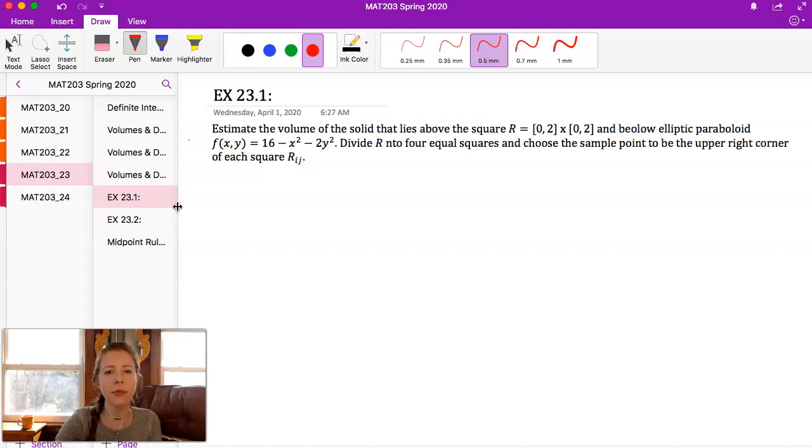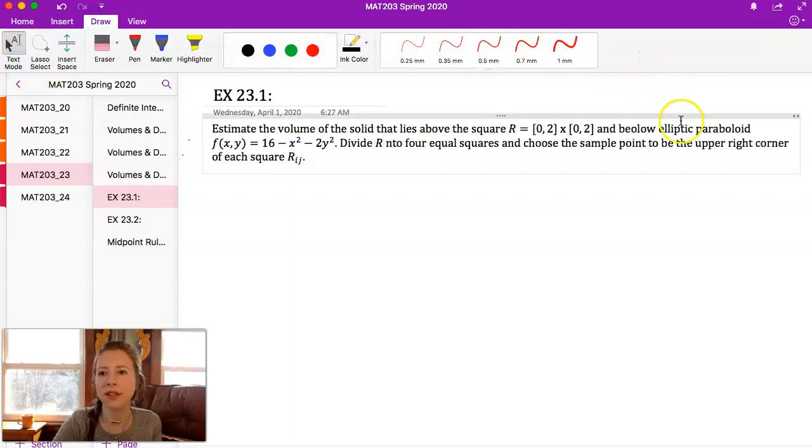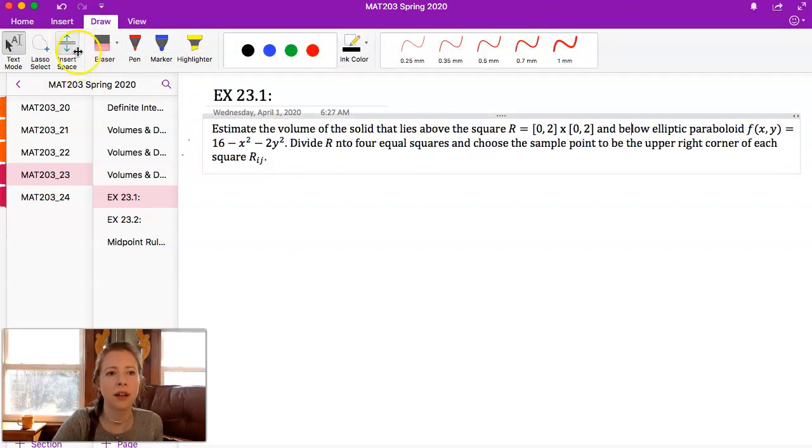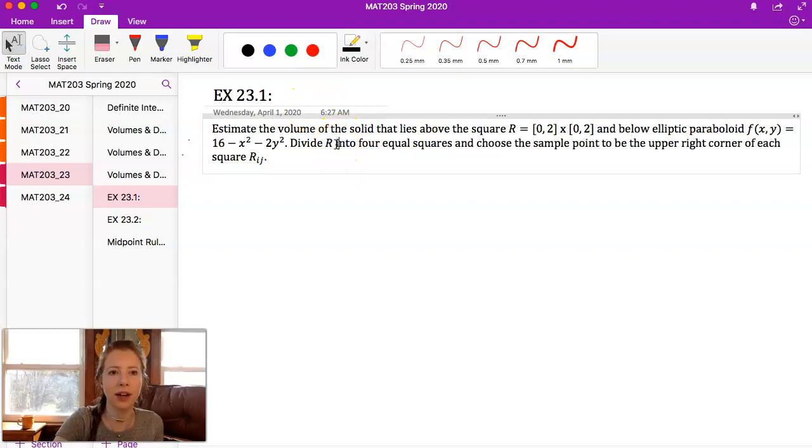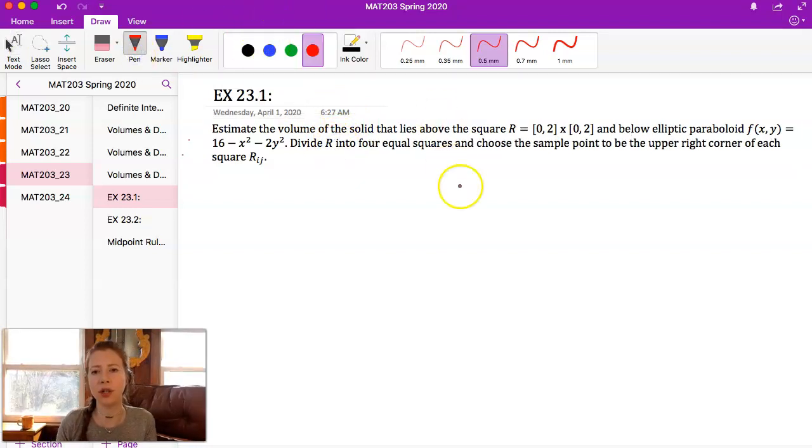So what we're going to do is estimate the volume of the solid that lies above the square R, going from 0 to 2 by 0 to 2, and below the elliptic paraboloid given by f of x and y equals 16 minus x squared minus 2y squared. And we're going to divide our region into 4 equal squares. And we're going to choose the sample point to be the upper right corner of each square, r sub ij. So let's set this up.